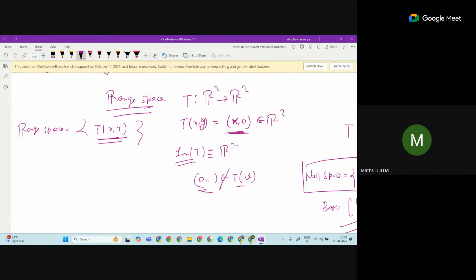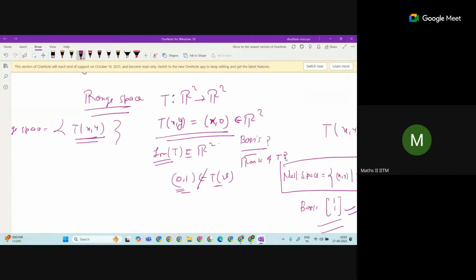Like here, this is the linear transformation I have. So can anyone tell what is a basis of this range space, or what is the rank of this linear transformation? What is the rank of T? Anyone? Sir, basis I think (1, 0) and rank 1. Rank 1, simply. The number of elements in the basis is the rank.